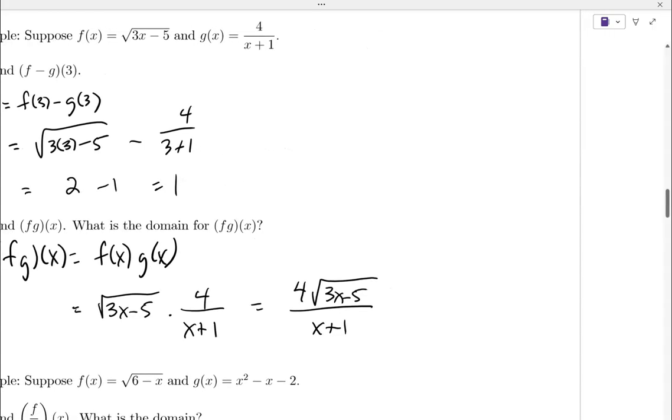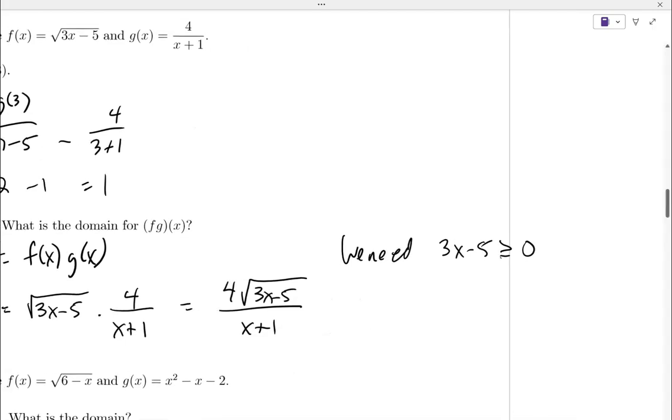So from the top, if we just look at the top, what do we need? Looking at the top, the 3x minus 5 needs to be, yeah, the greater than or equal to 0 part, right? The inside of what's underneath that radical needs to be greater than or equal to 0, right? We can't take the square root of the negative and keep it a real number.